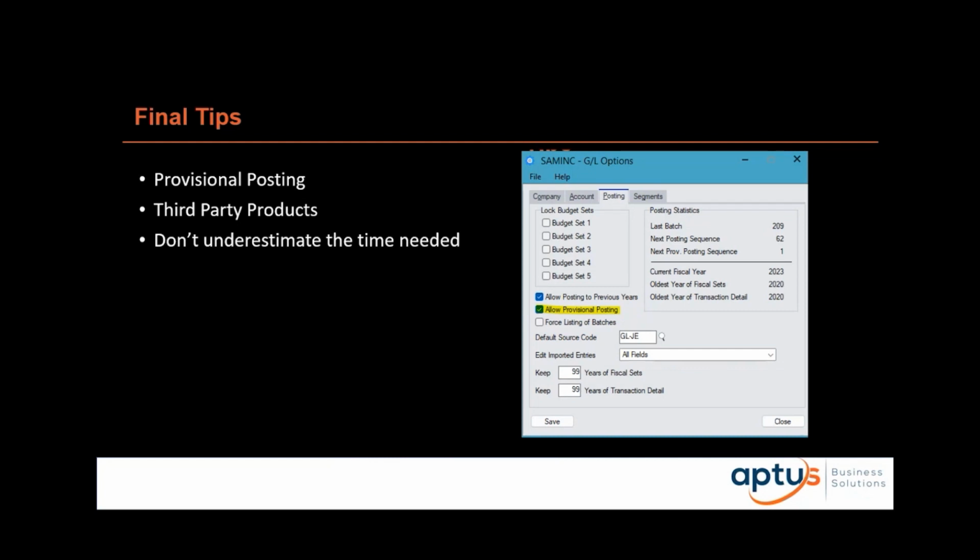Another tip is that you've got your third party products. We did talk about those. But also don't underestimate the time needed. Some of you do have significant chart of accounts. Okay. When I ran that year end process, I've got very small sample data, very small chart of accounts, very few years of history. So it was pretty quick, but I have seen some people need to sort of allow at least half an hour to an hour for that to run.